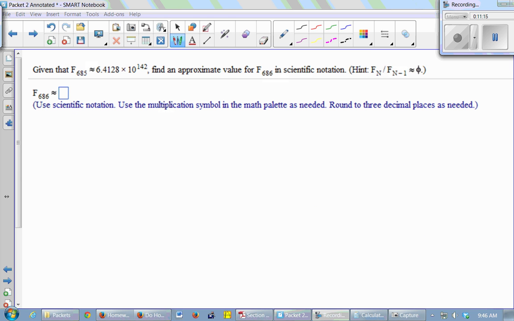Okay, so we're given that the 685th Fibonacci number is approximately 6.4128 times 10 to the 142nd, which is just a giant number, right? Which is why we wrote it times 10 to the 142 instead of writing it out, because that times 10 to the 142 means take the decimal point and move it 142 places to the right. So if we were to write it out, there would just be lots and lots of zeros. So it's scientific notation, and that's something we're supposed to remember from when we were in school.